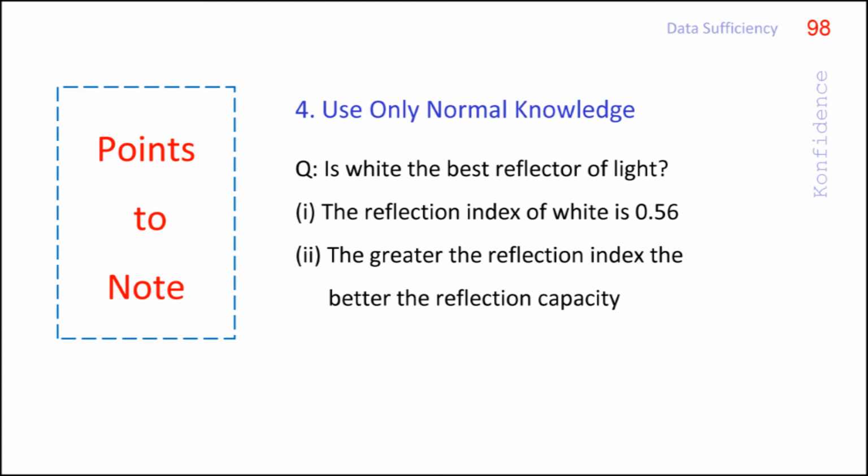If we get a DS question like this, the answer from a layman's perspective is data insufficient. But scientific knowledge will tell you that white reflects light the most. So, you should not use that knowledge as that is something that only science graduates know. At the same time, information that everybody should know will be applicable. You cannot say multiplication is science and so I do not know it. All common things can be used.